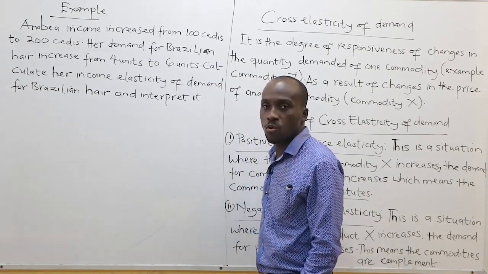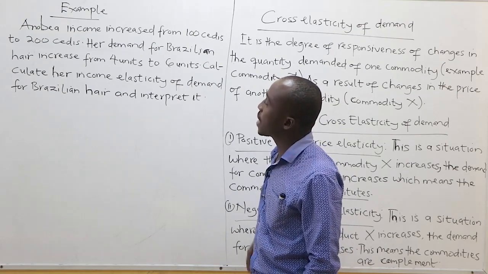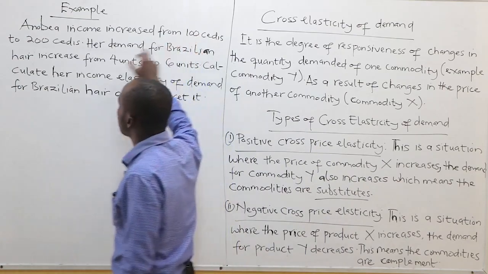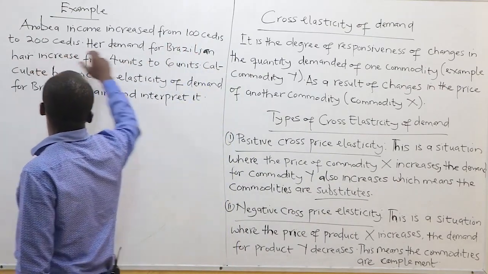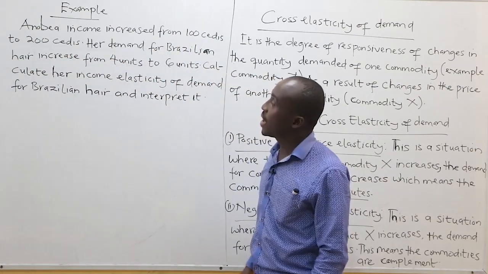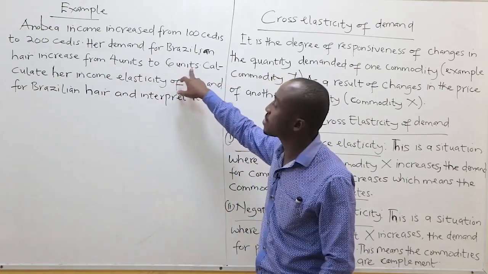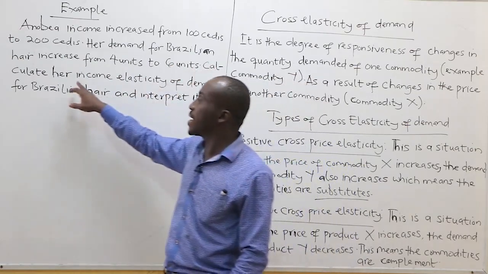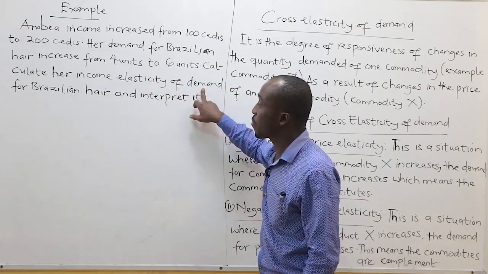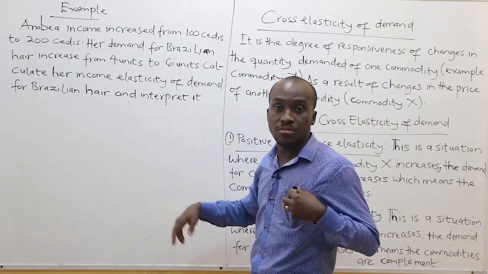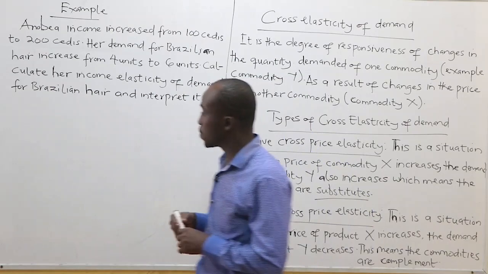So we see, what are we looking at? We're looking at a woman called Anobia. Her income was 100, it moved to 200, right? And she was buying Brazilian hair. She was buying 4, and because the income had increased, now she's buying 6. You're supposed to calculate her income elasticity of demand for Brazilian hair and interpret. So let's do this. It's a very simple one. Let's do it so that we can move on.